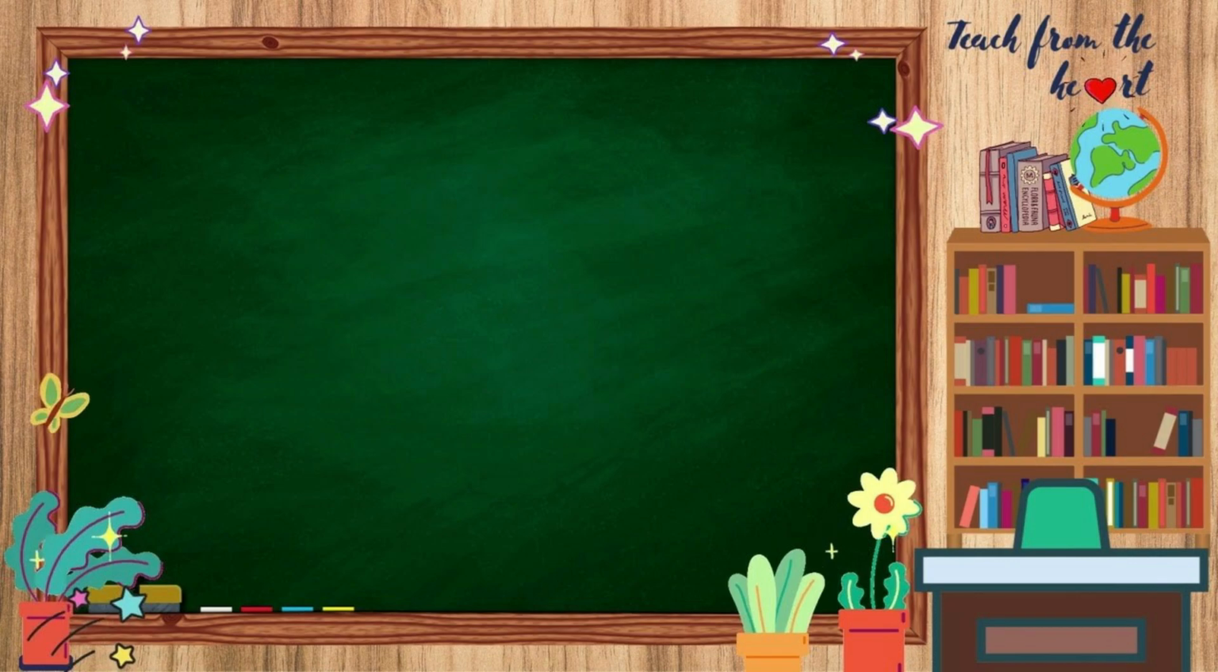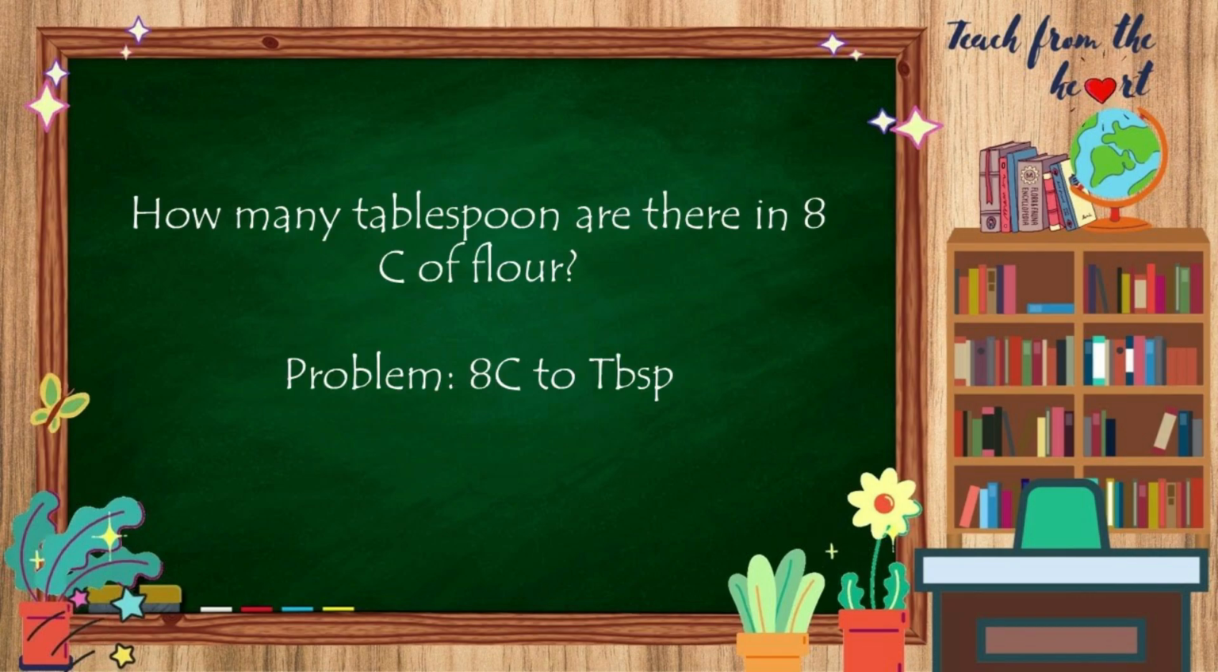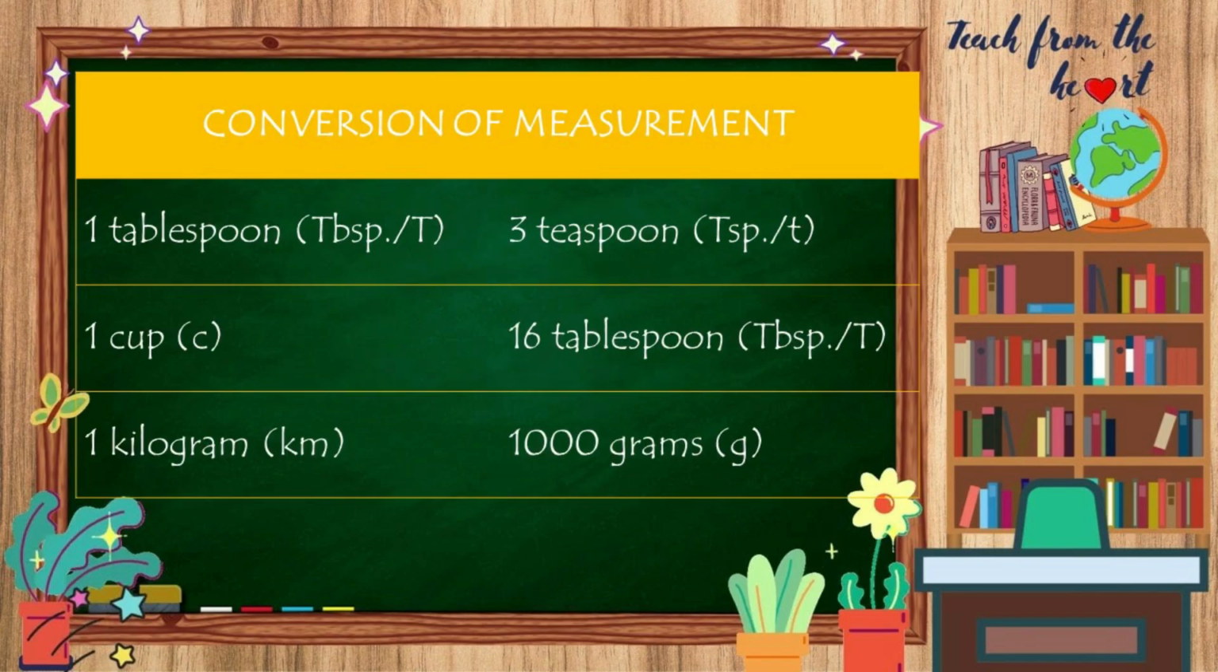Always remember, conversion involves multiplication or division of a numerical factor. Please be guided by these rules in converting unit of measurement. Let's try this. First, write the conversion as a fraction that equals 1. According to the conversion table, there are 16 tablespoons in 1 cup.